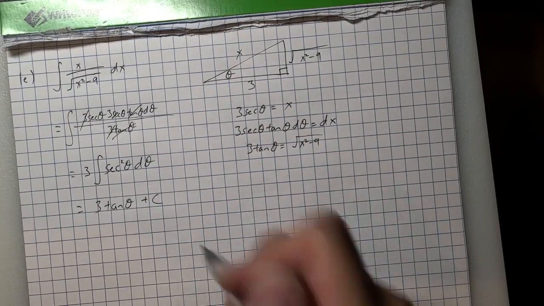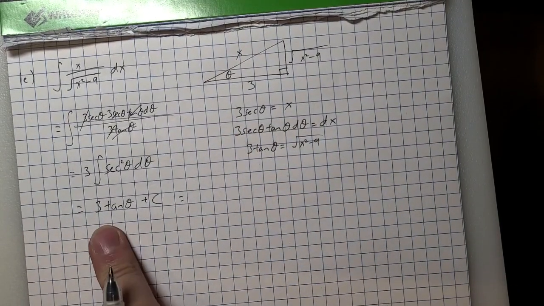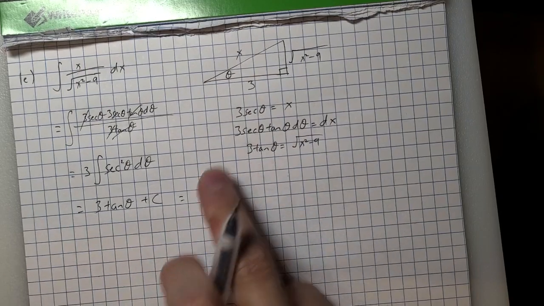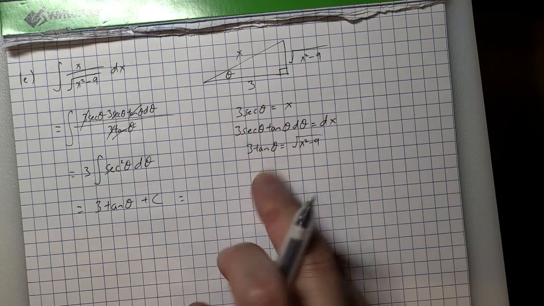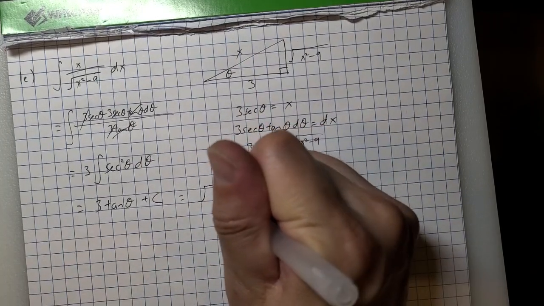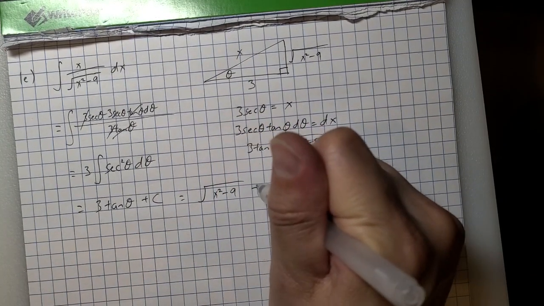Put plus C, don't forget that. We need to back substitute. We can get tangent from the triangle. We also notice that we used 3 tangent theta already here, so that's just the square root of x squared minus 9 plus C.